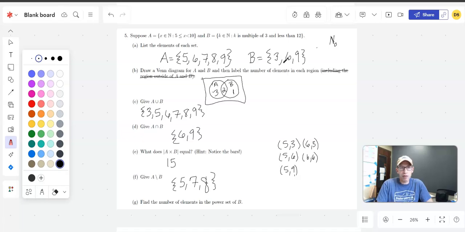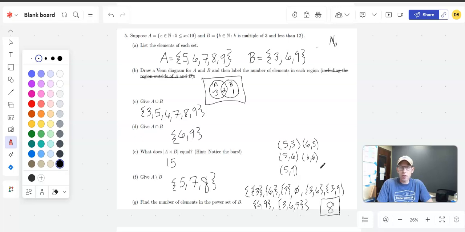And power set of B, so this is the set of all the subsets of B. So that would include {3}, {6}, {9}, the empty set should include that. Everything with 2 elements, so that would give us {3, 6}, {3, 9}, {6, 9}, and then the only one we have missing yet is if we get all 3 of them in there at once, {3, 6, 9}. So we can count 1, 2, 3, 4, 5, 6, 7, 8. So the number of elements is 8.